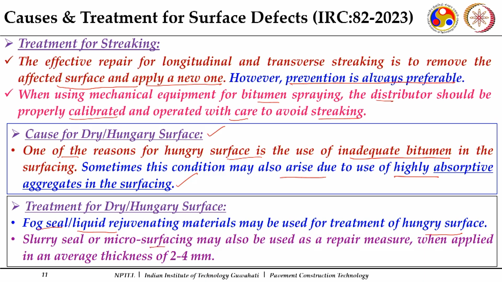Slurry seal or micro surfacing can also be used as a repair option, and the thickness is not much. We usually target a thickness of around 2 to 4 mm when we go with slurry seals and micro surfacing, to address the challenges related to hungry surfaces and dry surfaces.